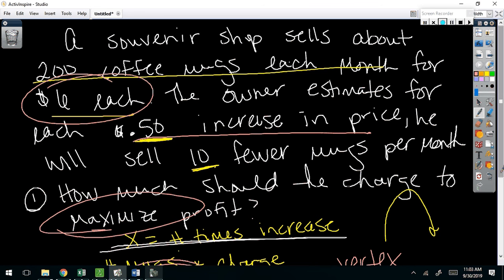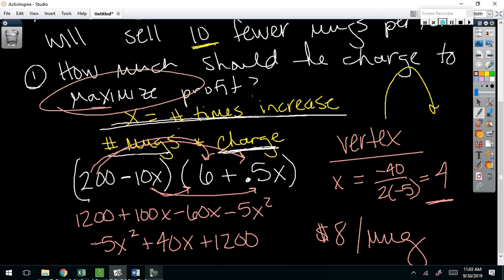Has anyone found the total amount of money made? Yes, Lizzie. $1,280 is what you'll make off of your mugs if you plug that in. Minus the cost, of course.